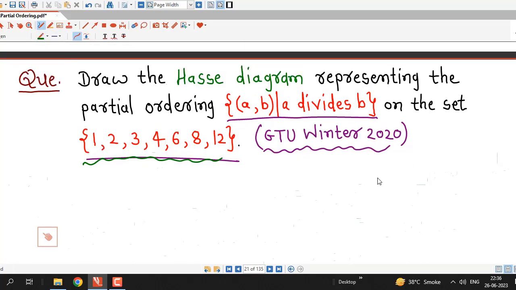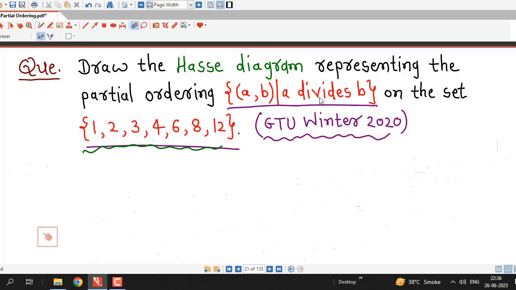And the second point is, if x is less than y, then the circle for x is drawn below the circle for y, and a line is drawn between x and y if y covers x. With these 3 points in mind, we try to draw the Hasse diagram representing the divisibility relation on this set. We have shown that the divisibility relation is a partial ordering relation. Therefore, this set is a partially ordered set under divisibility, and therefore we can draw the Hasse diagram.